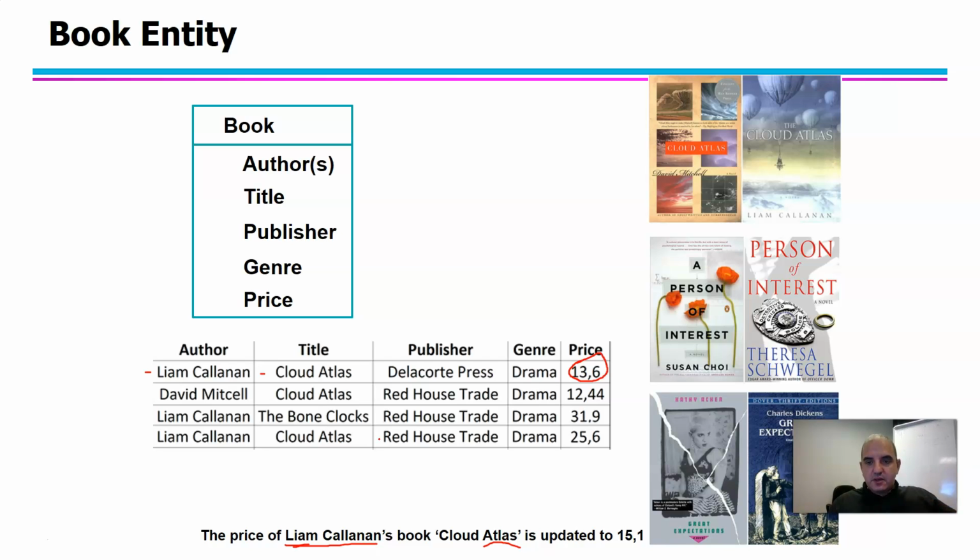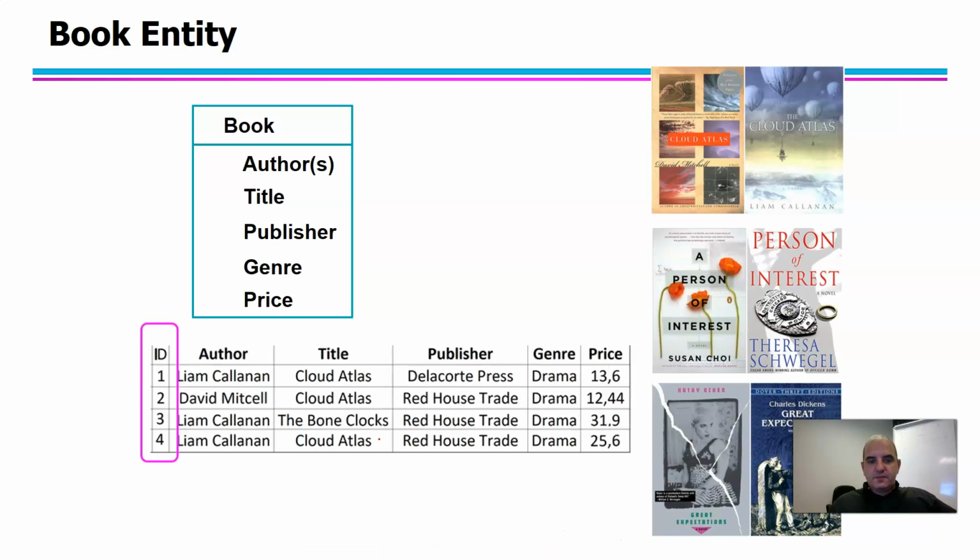But we can never be sure whether we can define the row or not. Because when you write this SQL, with the column Cloud Atlas, we believe that we have only one row about it. But then we see that there is also another row. So we cannot be sure with our SQL statement. So what we need is a specific column that we can use to identify each row. We need a column like this.